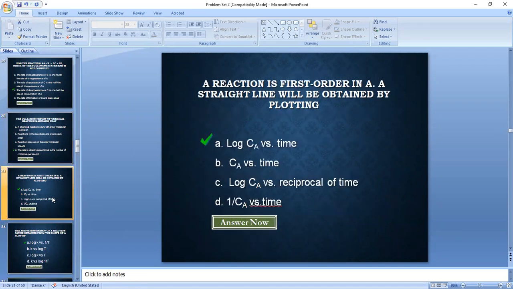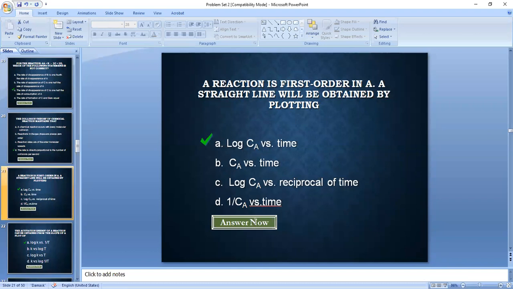A reaction is first order in A. A straight line will be obtained by plotting the log or the ln of Ca versus time. So this is what I mentioned to you, that there are questions that you think will not be coming out because the basis is on the graphical interpretation of the differential equation which you have integrated coming from the rate equation. But this question is actually taken from a reviewer, and it's stated like that. A reaction is first order in A. A straight line will be obtained by plotting the ln of Ca or the log of Ca versus time.